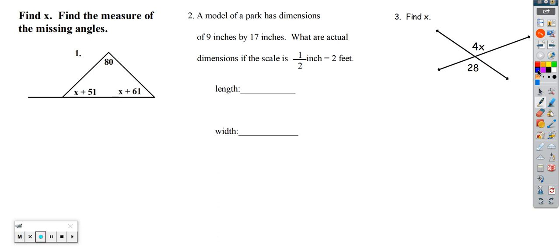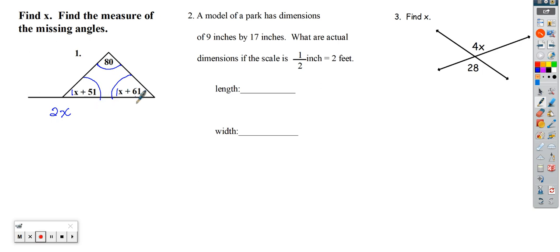Okay, let's look at number 1. This is very much like the triangle problem that we did on the last set of problems. You've got these 3 angles, 80 plus x plus 61 plus x plus 51 should add to equal 180. I'm going to go ahead and combine my like terms. I've got 1x plus 1x. That's 2 times x.